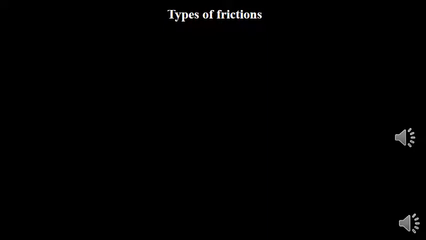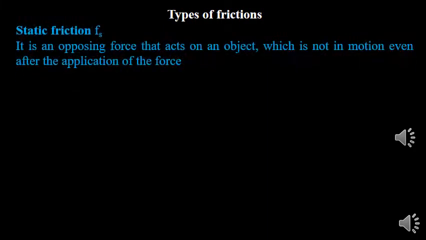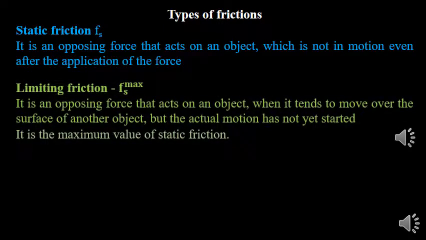Types of friction. First one, static friction. It is denoted by Fs. It is an opposing force that acts on an object which is not in motion even after the application of a force.